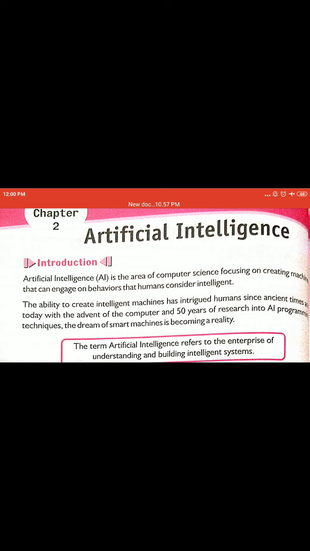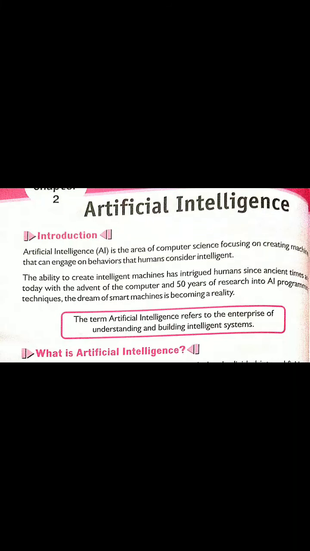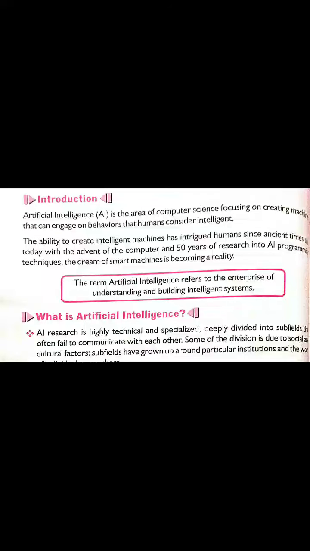This kind of intelligence can be created artificially. The intelligence that we have is natural intelligence. The intelligence that is given to the computer artificially by man is known as artificial intelligence. The ability of creating intelligent machines has intrigued humans since ancient times. Today, with the advance of computers and 50 years of research into AI programming techniques, the dream of smart machines is becoming a reality.